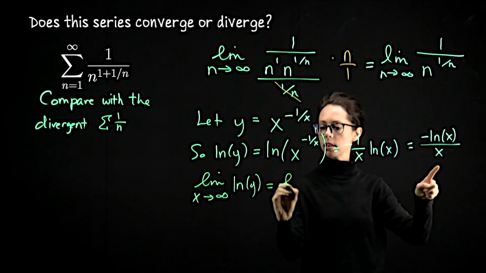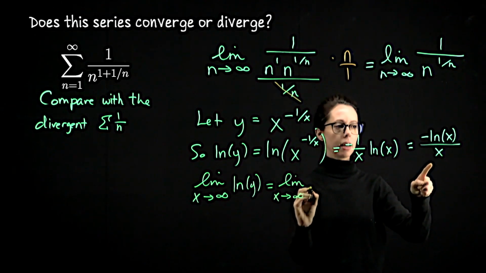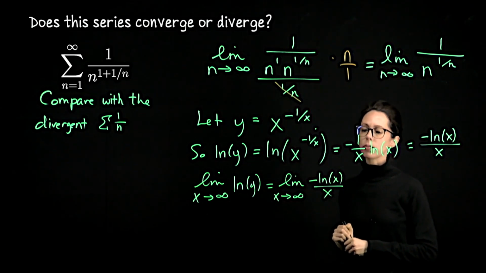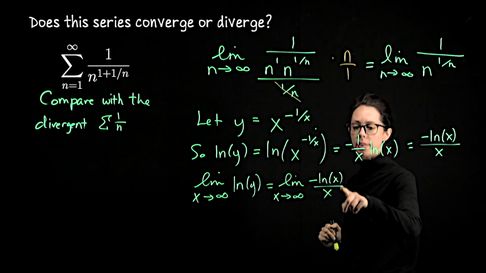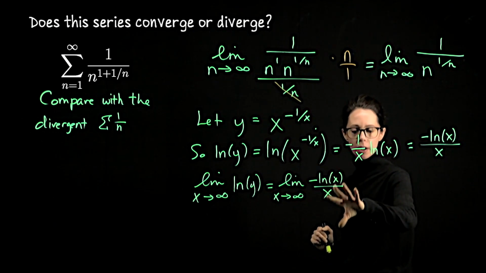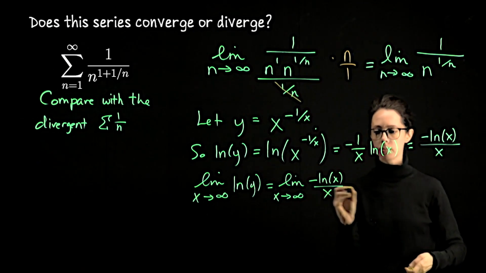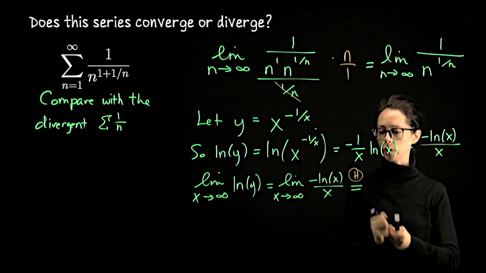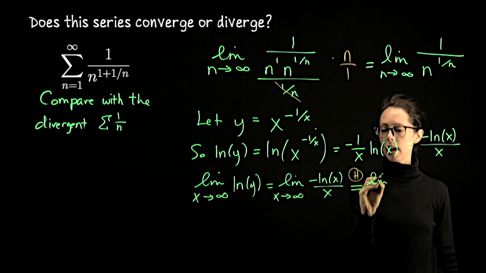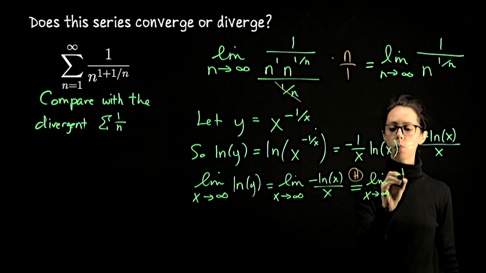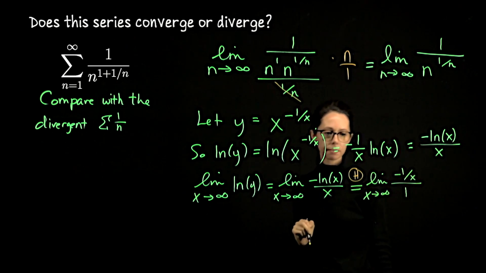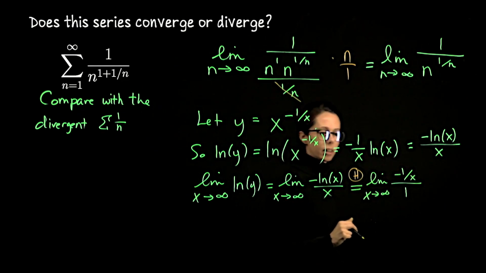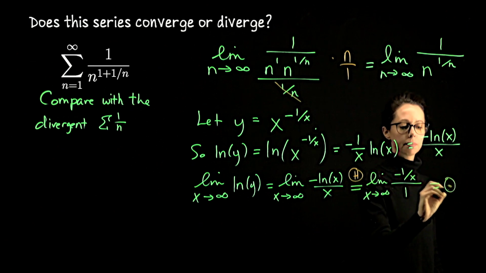It's this expression. So this is the limit as x goes to infinity of negative natural log of x divided by x. This is also an indeterminate form, but it's an easier one to evaluate than what we started with. This is infinity over infinity behavior. So we just differentiate the top and bottom with L'Hopital's rule. This will be the limit as x goes to infinity of negative 1 over x divided by 1. As x goes to infinity, the numerator goes to 0, the denominator is 1, so this limit is 0.